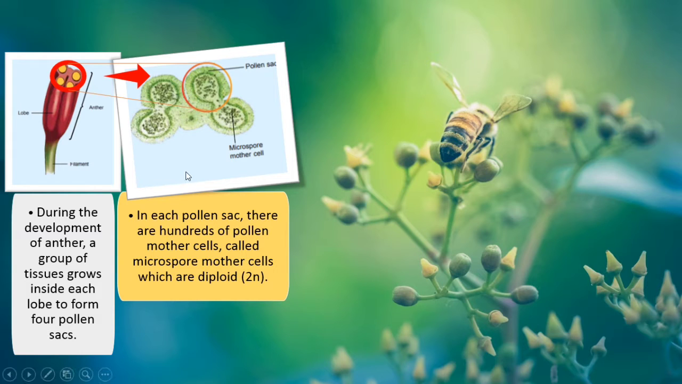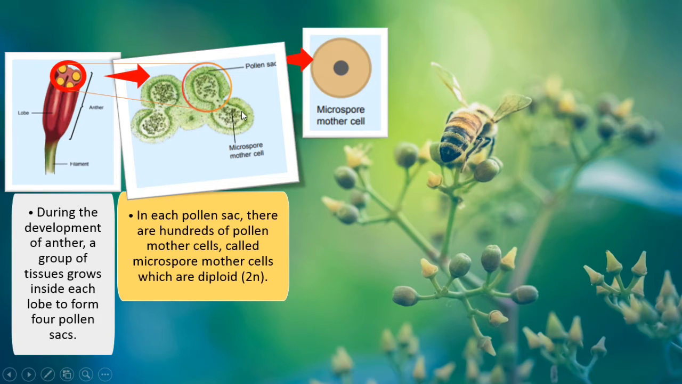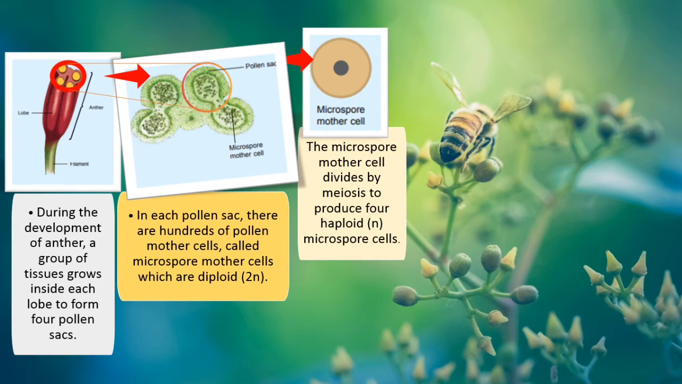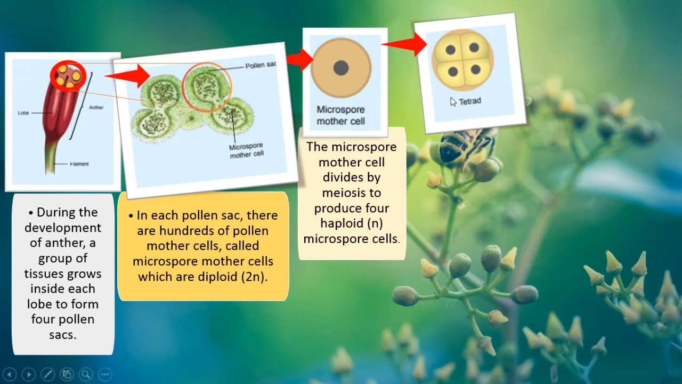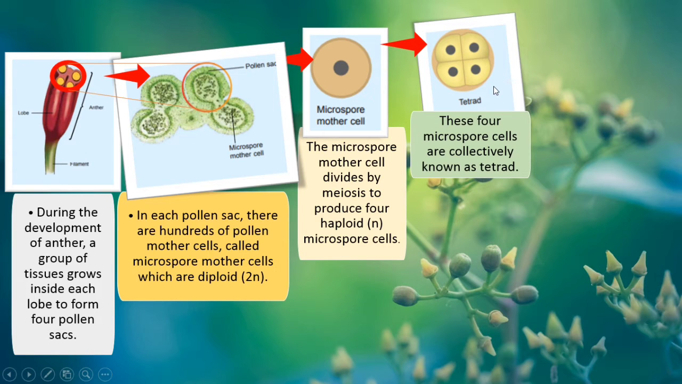Each pollen cell has many pollen mother cells called microspore mother cells. Microspore mother cells have a diploid number of chromosomes. So this is the microspore mother cell, which is in the diploid state, 2N. The microspore mother cell divides by meiosis to produce 4 haploid microspore cells. So these are the 4 microspore cells. These 4 microspore cells are collectively known as a tetrad.